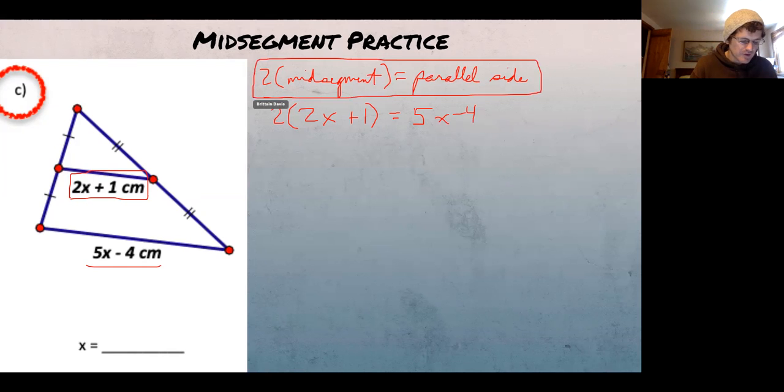All right, so if I do my distributive property again, it's going to be 2 times 2x is 4x. 2 times 1 is 2. And that equals 5x minus 4. So I want to move my numbers to one side and my variables to the other. So I'm going to add 4 here. If I have a negative, I like to add the negative so that I get to work with just positive numbers. So 4x plus 6 equals 5x. Now I need to move my variables over. So I'm going to subtract 4x here. And those cancel. So 6 equals x.